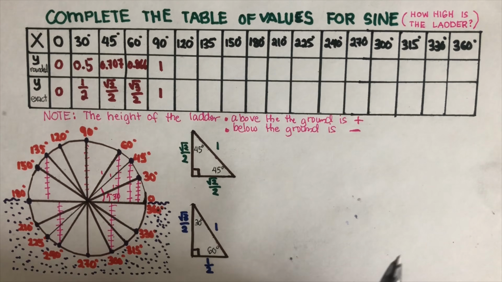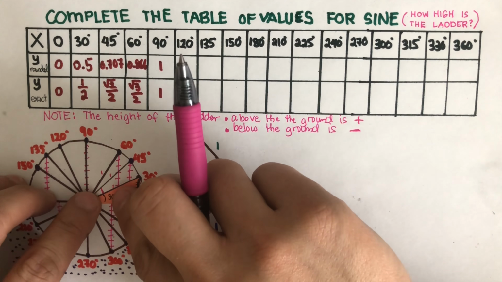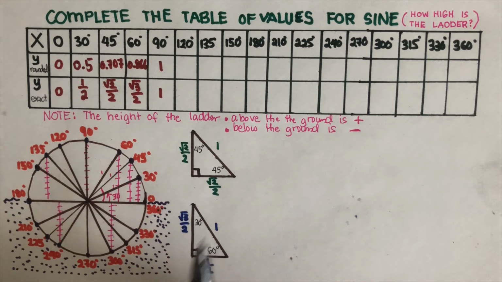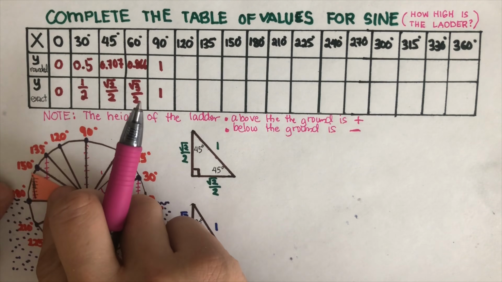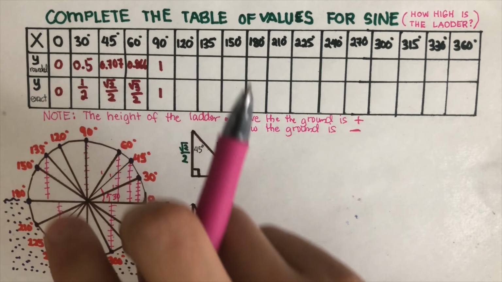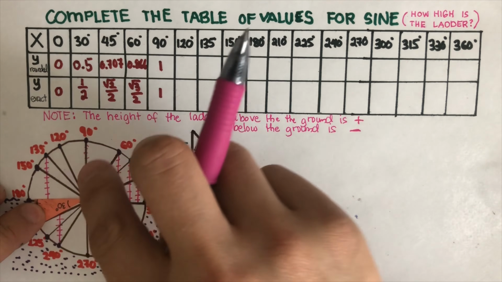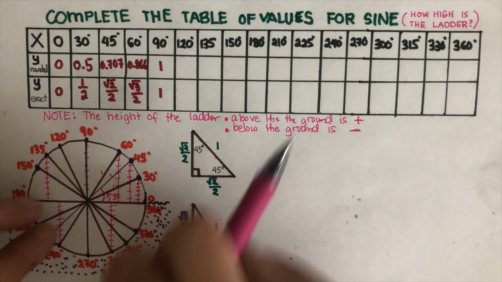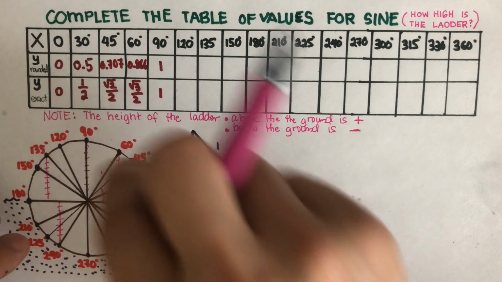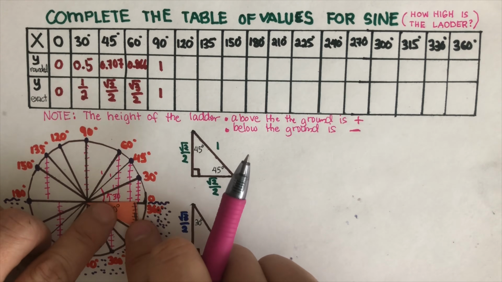The same thing for 30. So if I got 30 here, that's the ladder. It's the same height as 150. It's going to be the same height as 210 down below. It's going to be the same height as 330. So the values here are just going to repeat.